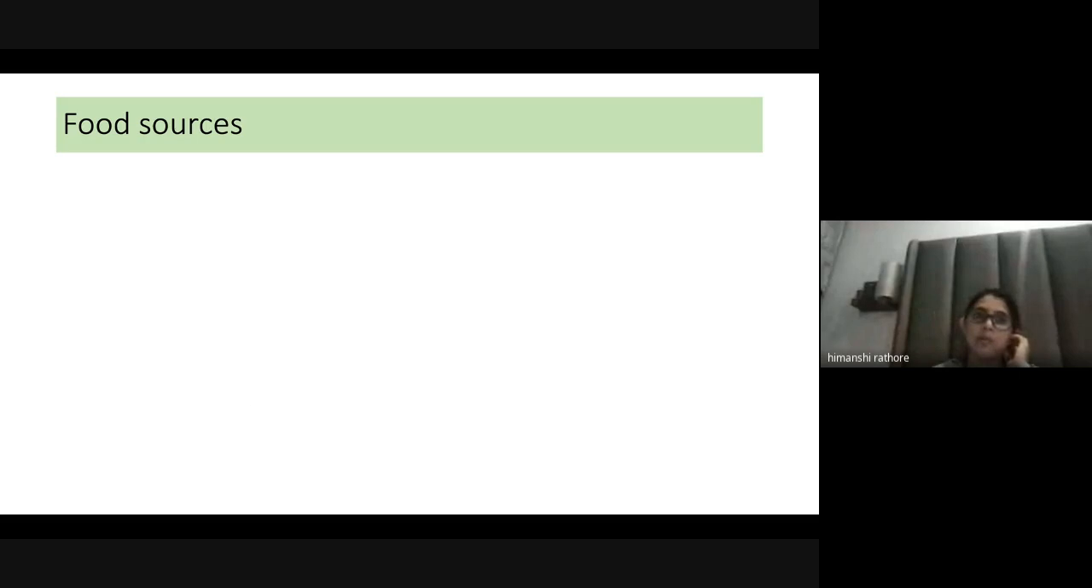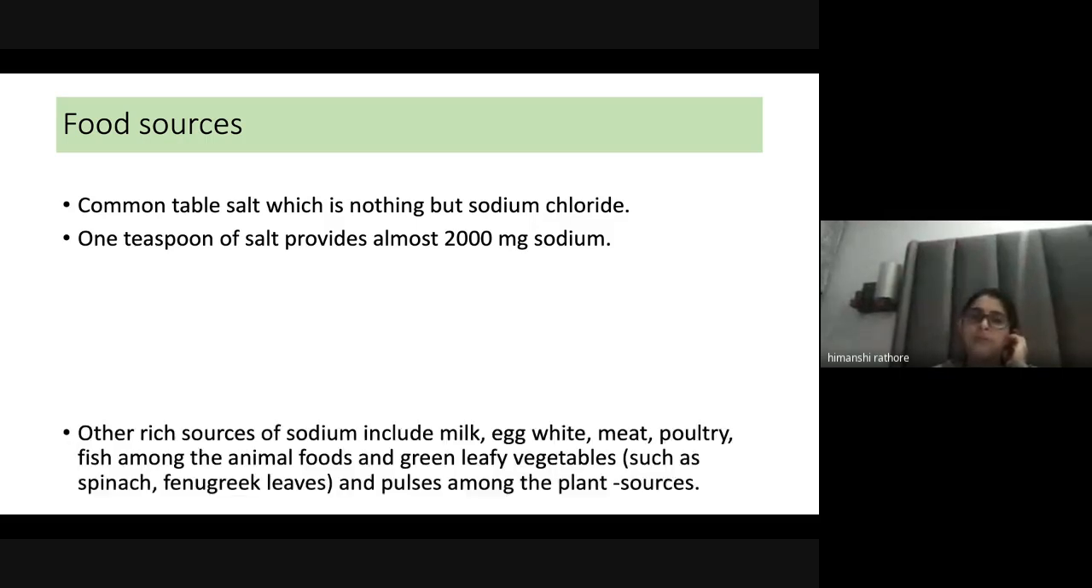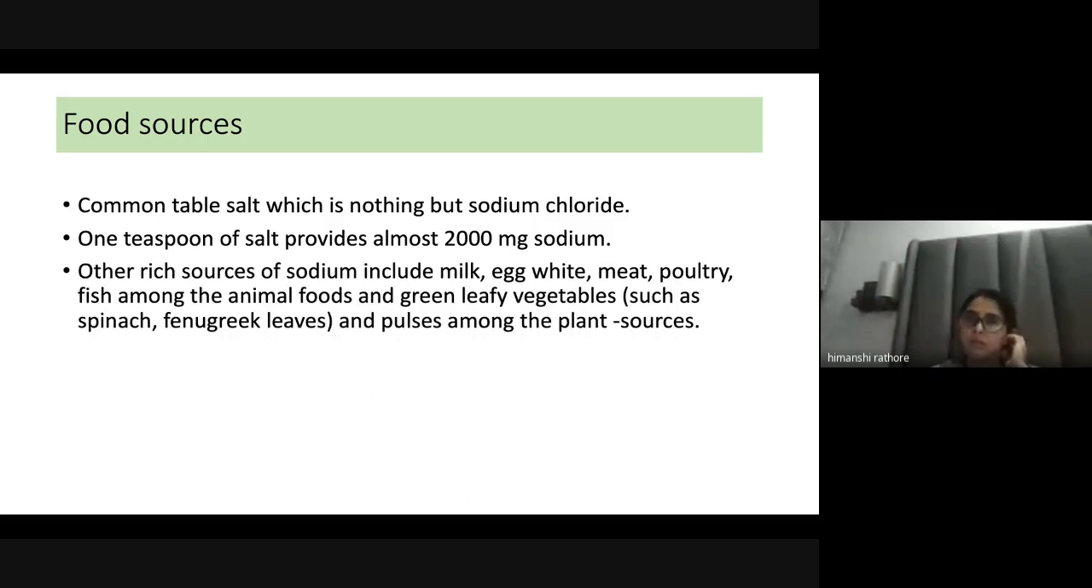I have shown you that common table salt is nothing but pure sodium chloride. So the maximum amount of sodium we get is from salt only, and 1 teaspoon of salt provides you 2000 milligrams of sodium, which is enough to meet your recommended dietary allowance of sodium. And other resources are also available.